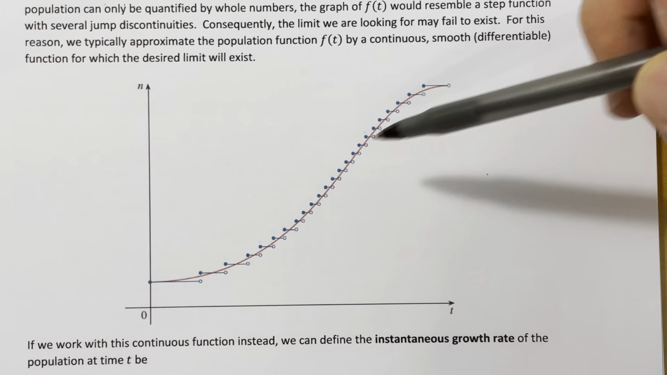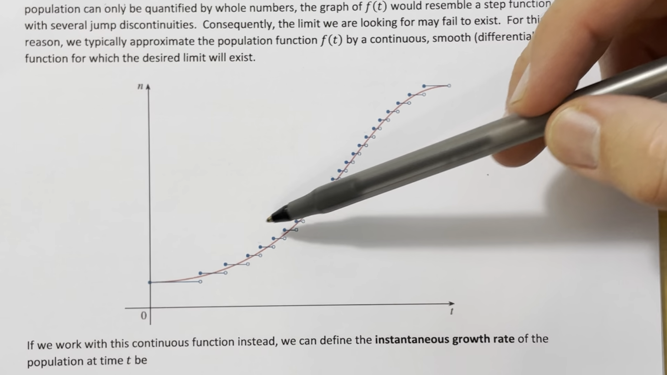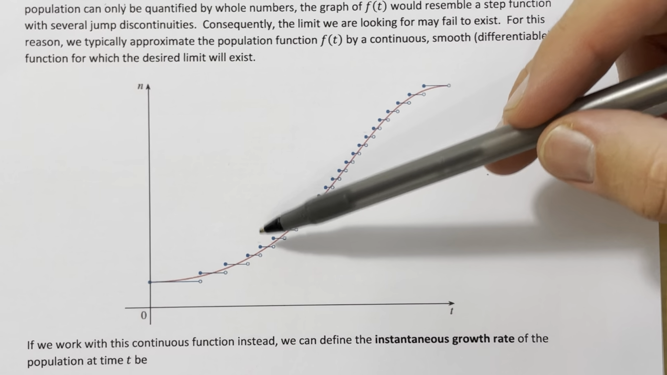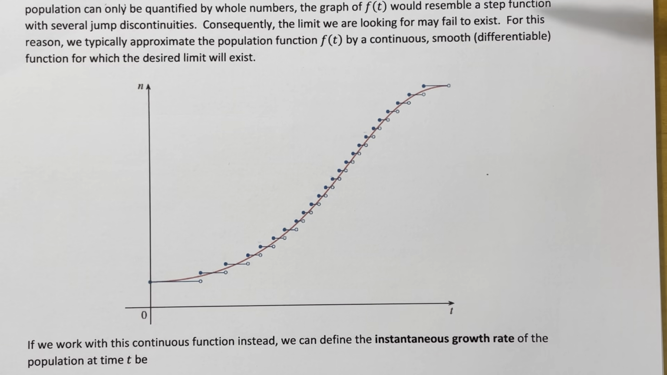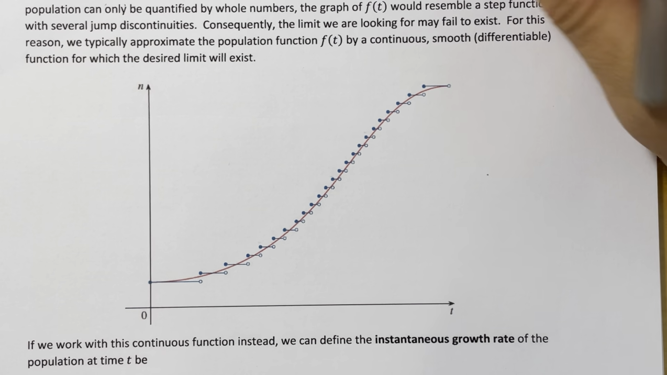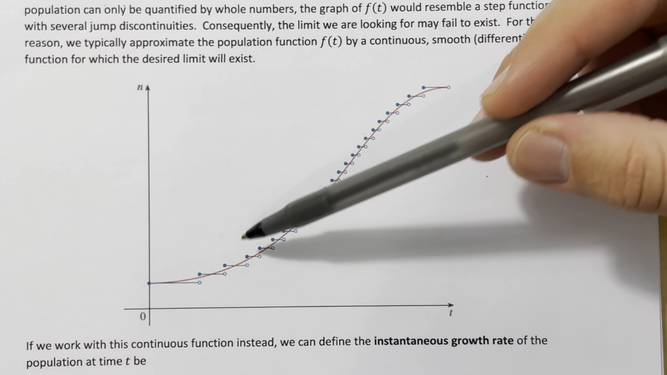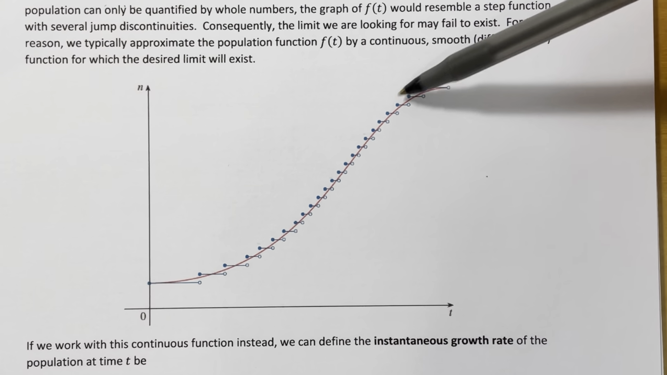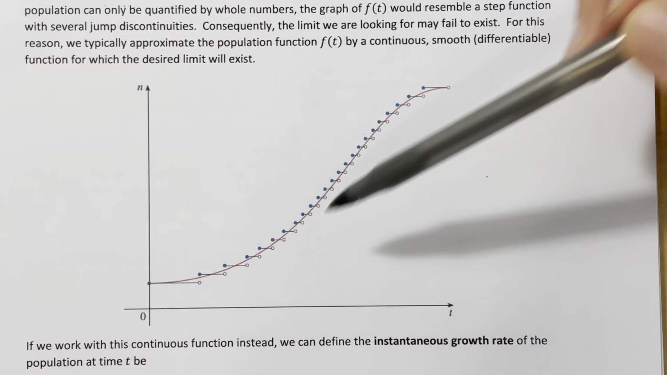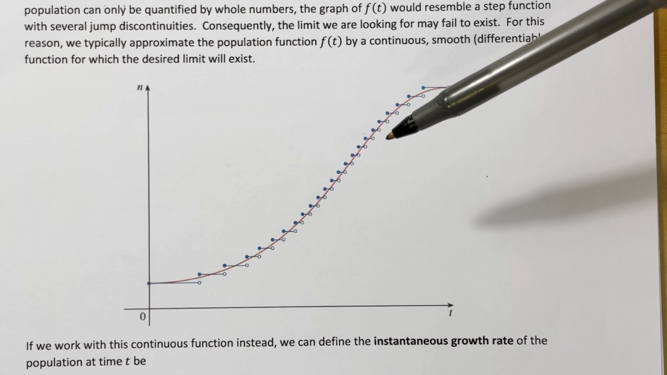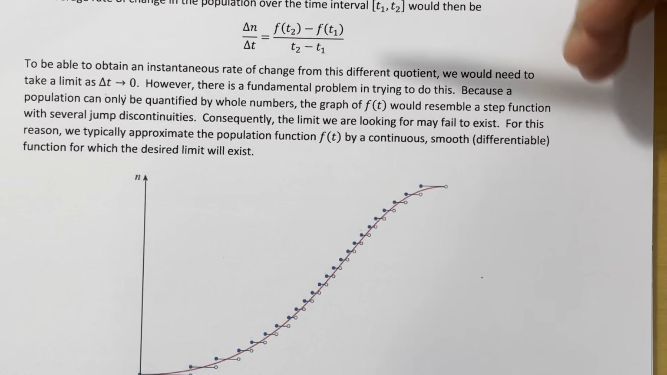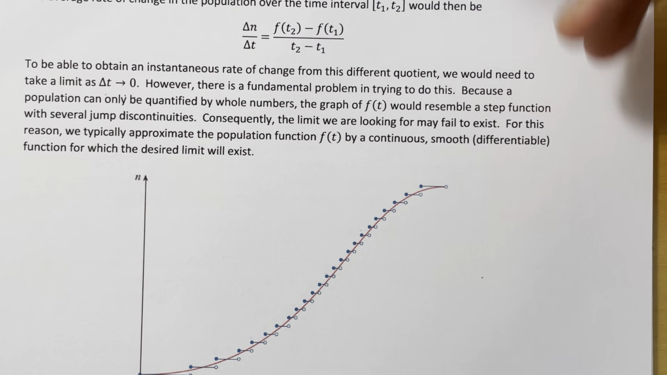Ignore the red curve for a second. The blue line segments here, which resemble what we call a step function, is what the function f of t would most likely look like. That means that this function is not actually differentiable at any of those gaps, any of those jump discontinuities, which means that this whole discussion is kind of a moot point.